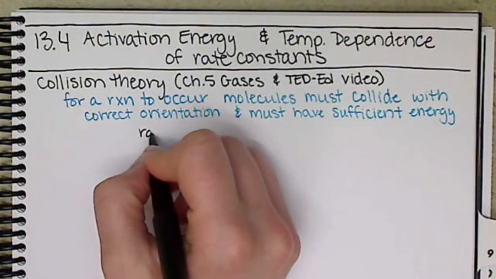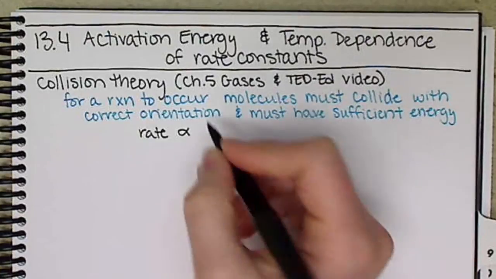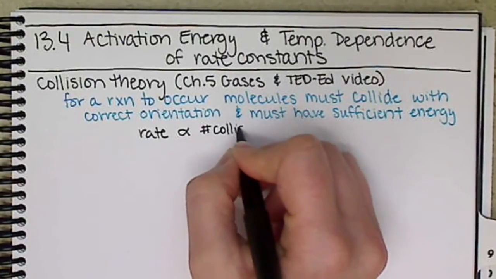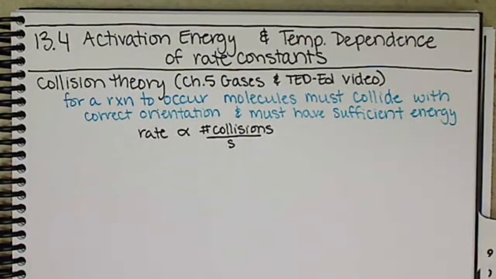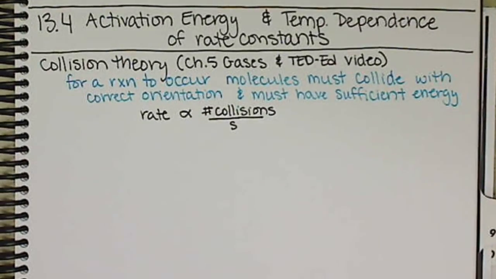So what that gets us in terms of our rate is that our rate is going to be proportional to our number of collisions over time. And more collisions mean that you have a better chance of being in the correct orientation and having sufficient energy. This concept of having sufficient energy and correct orientation goes into our concept of the activation energy.